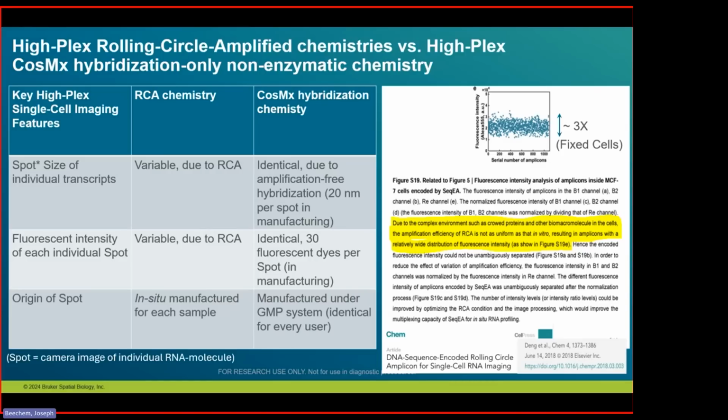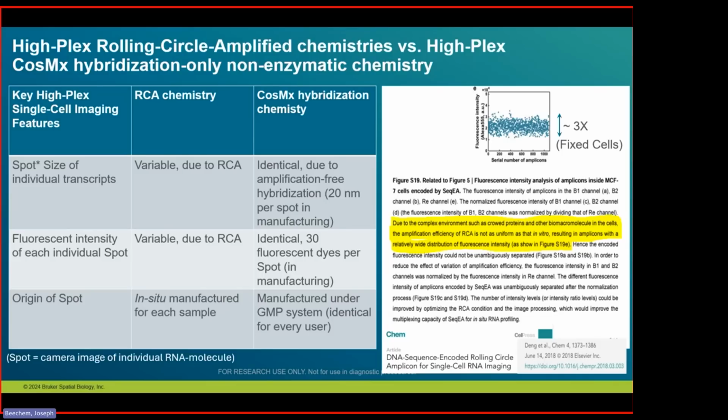Of course, we don't have any of that. All the intensities in CosMx are identical, 30 dyes, not 29. It's not 31, it's 30. All the sizes of the spots are identical. I make them in a manufacturing plant here in Seattle. They're all 20 nanometers. They're all the same size.